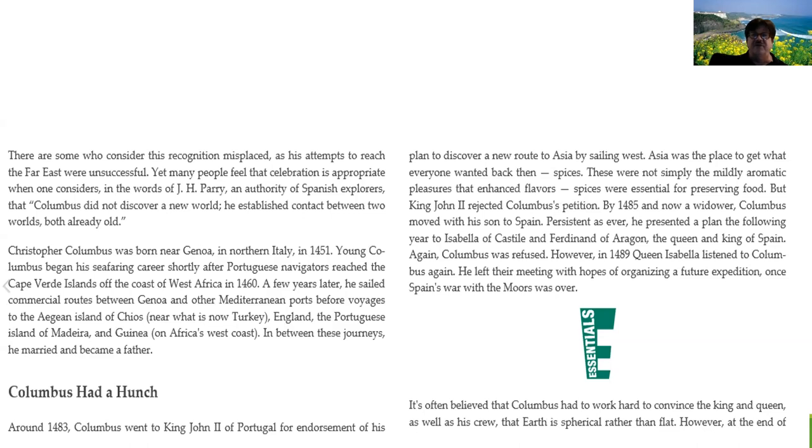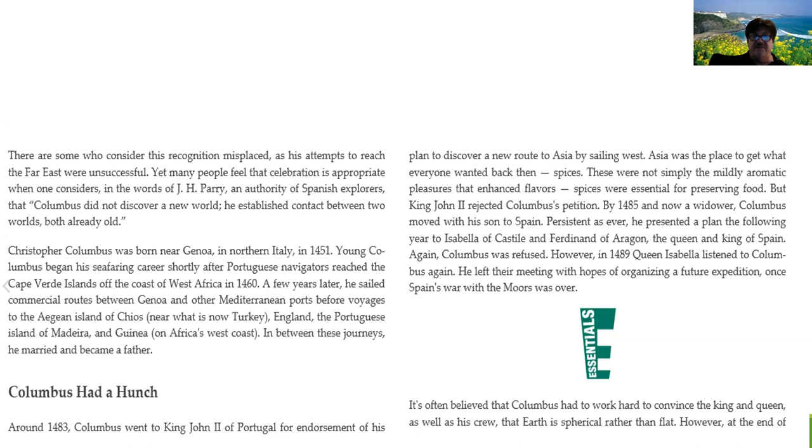Again, Columbus was refused. However, 4 years later, 1489, Queen Isabella listened to Columbus again. He left their meeting with hopes of organizing a future expedition once Spain's war with the Moors was over. And the Moors, if you don't know, were the Arabs coming up from the northern part of Africa. And they had conquered and ruled Spain for quite a long time. So I guess Queen Isabella didn't have money to give him until they actually got their independence from the Moors. Okay. And I'm on the bottom here.